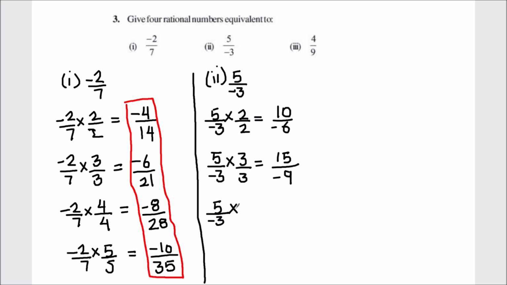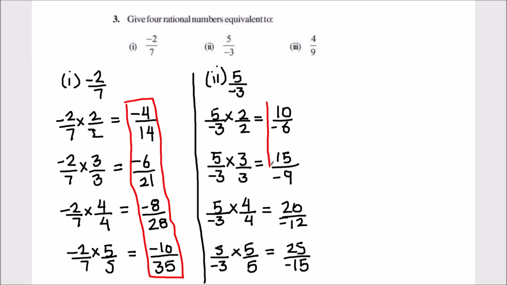Let's take another number and multiply and divide by 4. So 5 times 4 is 20 and negative 3 times 4 is negative 12. This is another equivalent fraction to 5 over negative 3. Let's multiply and divide by 5. So that's 5 times 5, 25, and 3 times 5 is 15, and there's a negative sign, so that's negative 15. So these are the 4 equivalent fractions to 5 over negative 3. Let's box these fractions and we'll move to the next one.